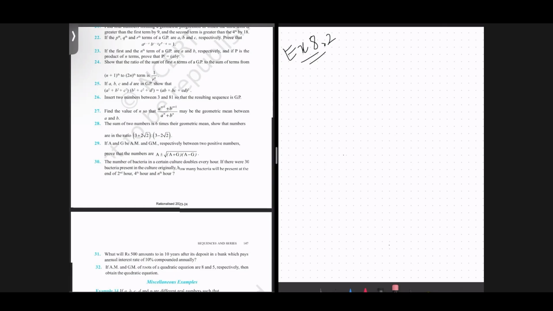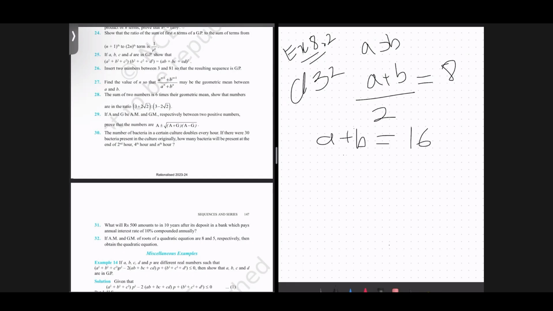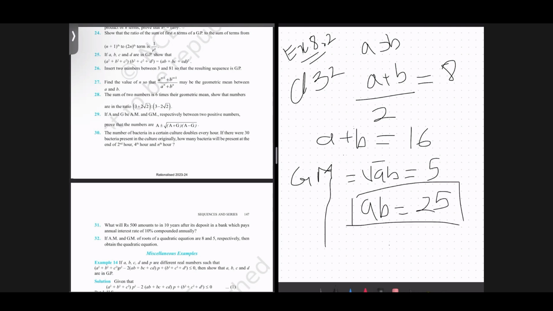Moving on, if the AM and GM of the roots of a quadratic equation are 8 and 5 respectively, then obtain the quadratic equation, right? So question number 32 tells us that the AM and GM of the roots of a quadratic equation are 8 and 5, right? Let's assume the roots to be A and B. So A plus B by 2, the AM of this equation, is going to be 8. So A plus B is going to be 16, correct? The geometric mean, which is root AB of this equation, is going to be 5. So squaring both sides, you get AB as 25, right?